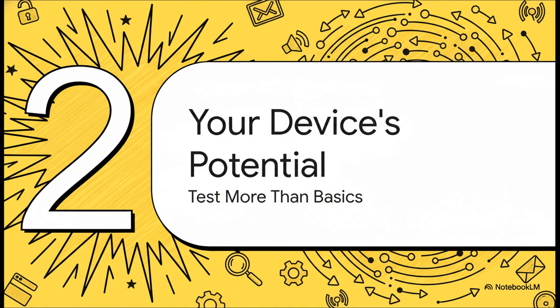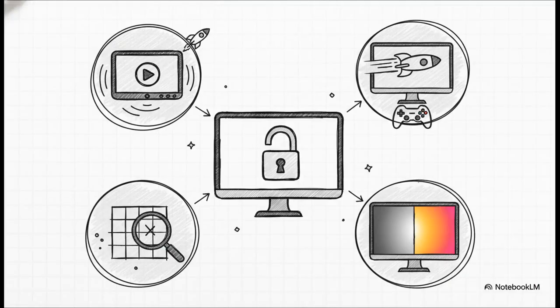This toolkit is also designed to help you unlock your device's full potential by testing things you probably didn't even know it could do. So, for instance, let's say you're a content creator. You can finally see if your machine can actually handle smooth 4K or even 8K video decoding without dropping frames. Or if you're a gamer, you can verify if that expensive monitor is actually giving you that buttery smooth 144 Hz refresh rate you paid all that money for.